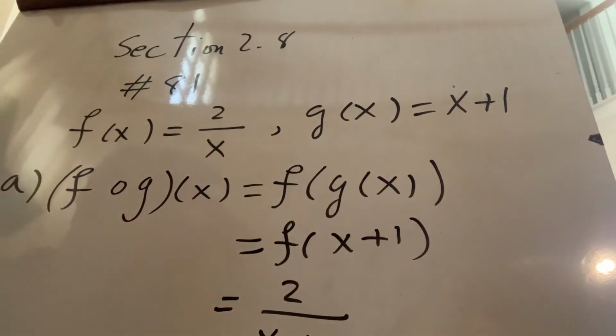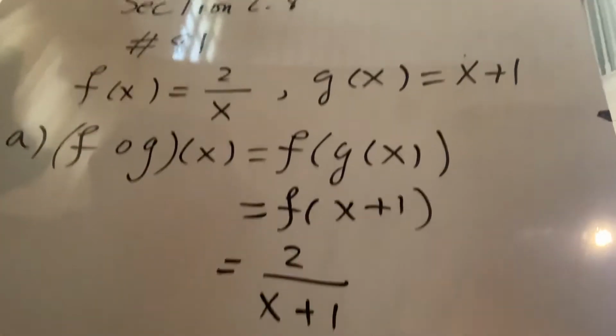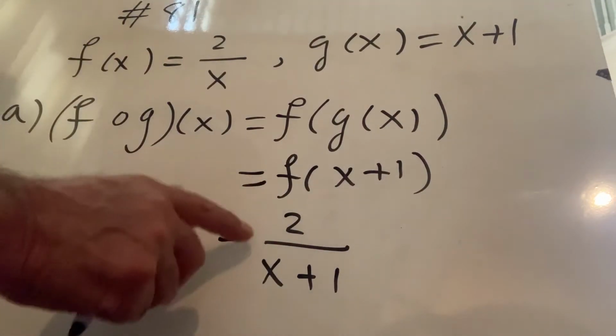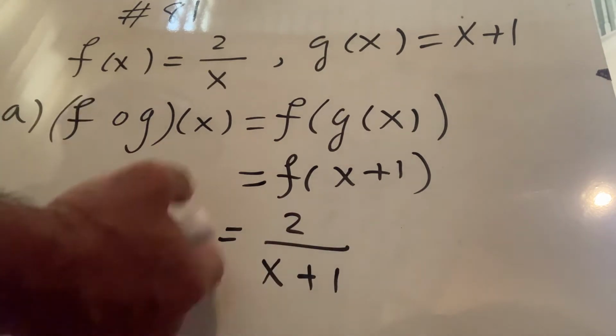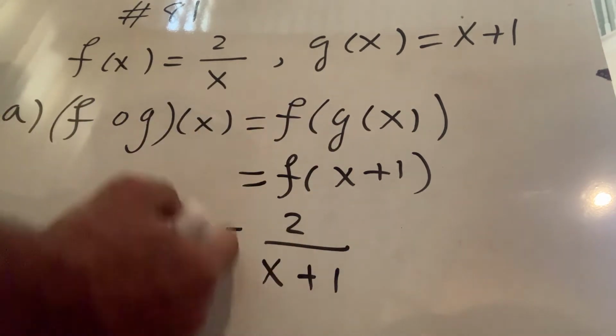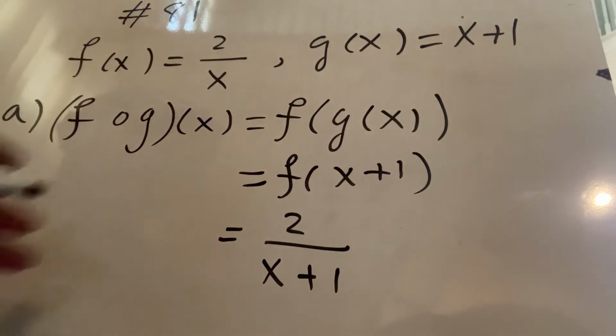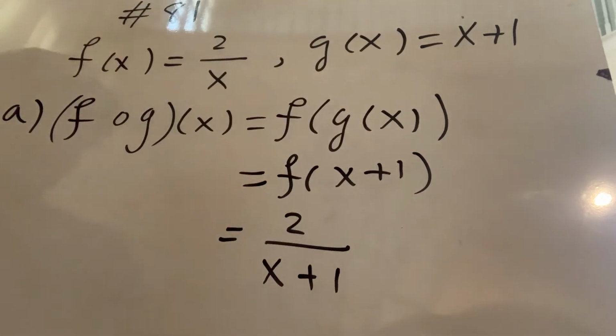The whole concept of domain means what makes the function make sense, right? So since our function is 2 over x plus 1, division by 0 makes no sense. So domain would be all numbers except -1. But anyway, right now, don't worry too much about the domain part. Make sure you can compute it, okay? So there is your f composed with g of x.